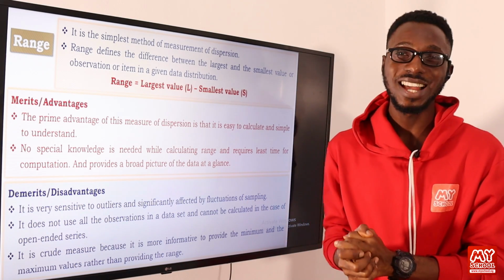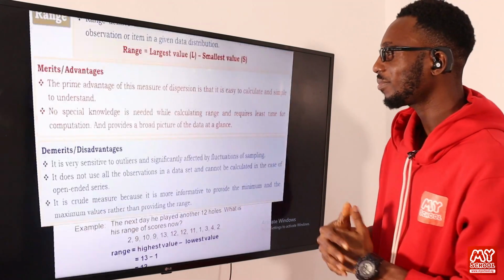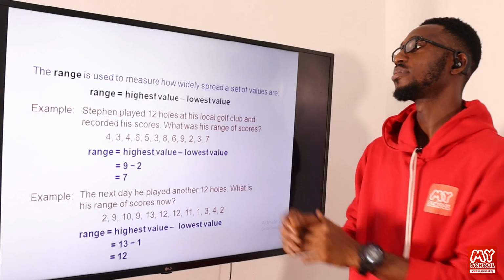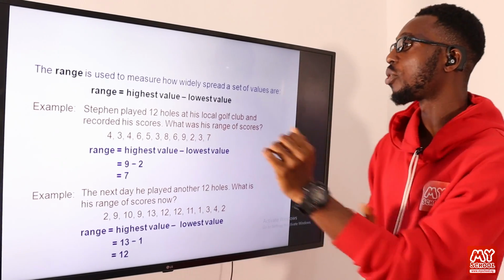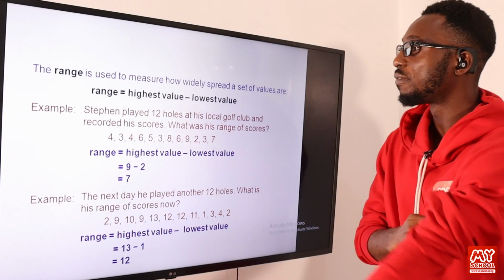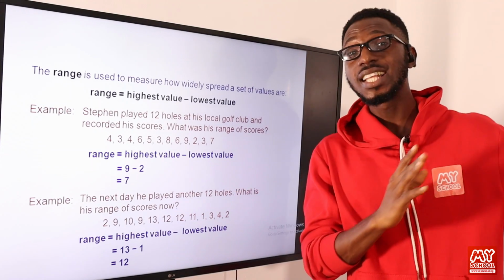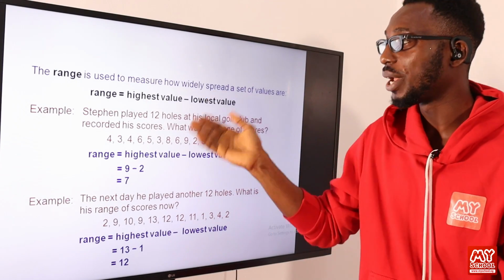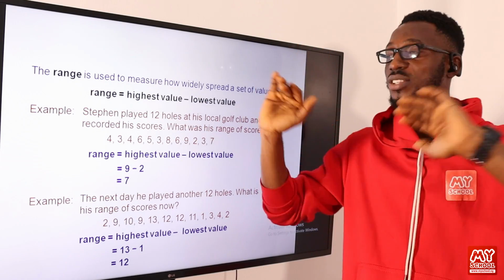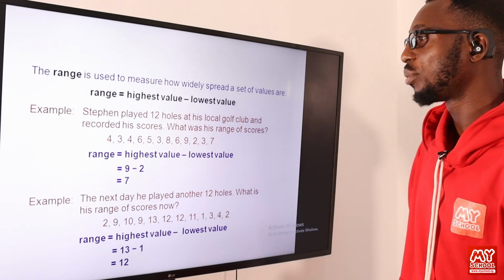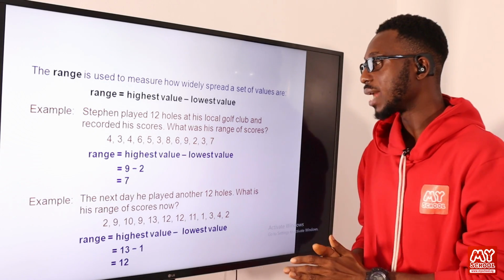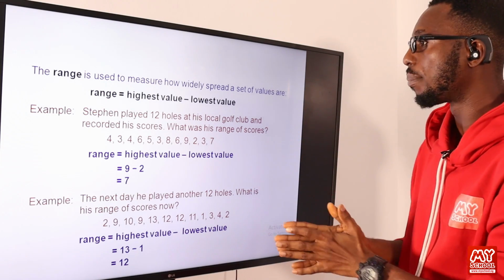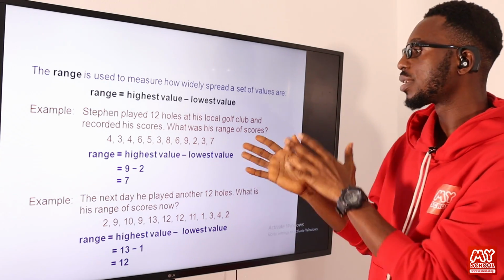So move ahead to the next slide regarding the range. Right here we have some examples. Again, the range is used to measure how widely spread a set of values are. Like I mentioned earlier, it is the largest value minus the smallest value, or the highest value minus the lowest value. Look at an example here. Steven played 12 holes at his local golf club and recorded his score. So what was his range of score?